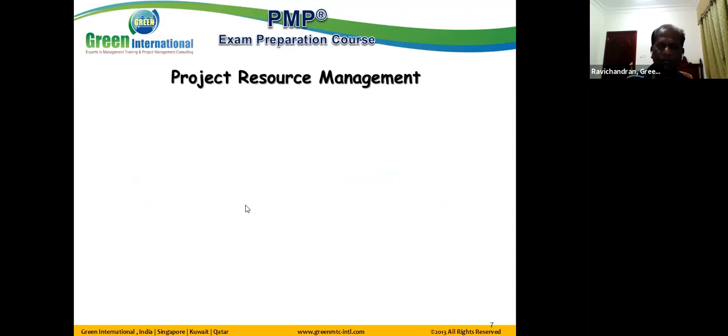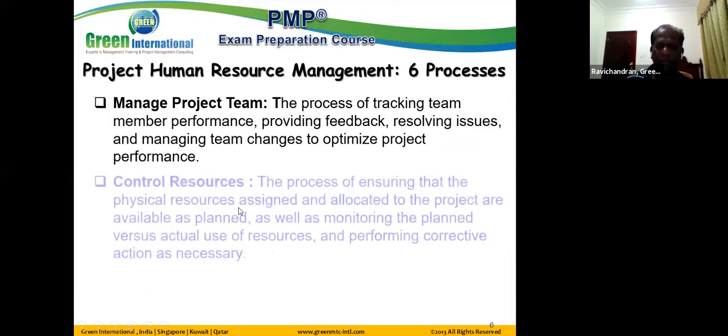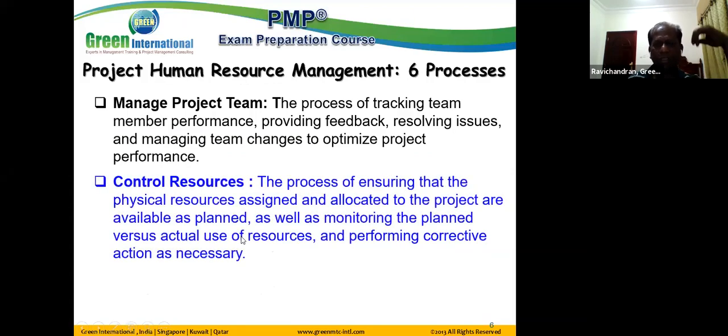Then in the control resources process, we are basically managing the physical resources assigned to the project and seeing whether they are being utilized as planned, and monitoring the actual utilization of resources with respect to the planned productivity rate. And if you see that the planned productivity rate and the actual productivity rate achieved are not matching, we need to take necessary corrective actions in order to achieve the efficient utilization of the physical resources.